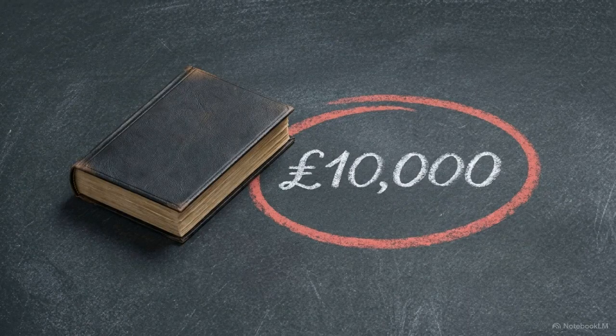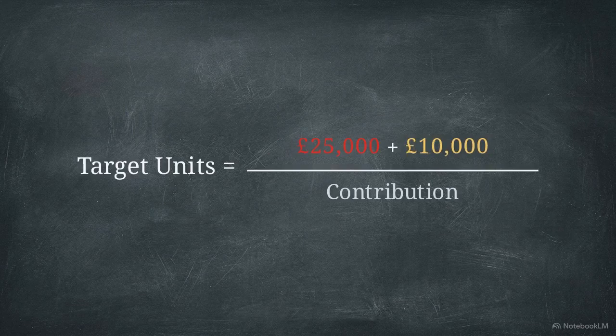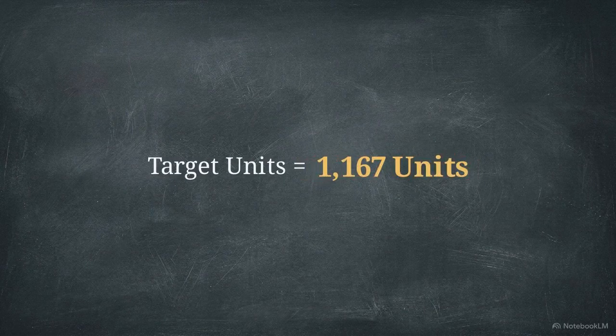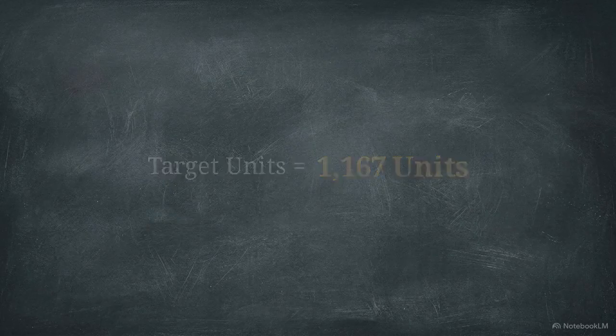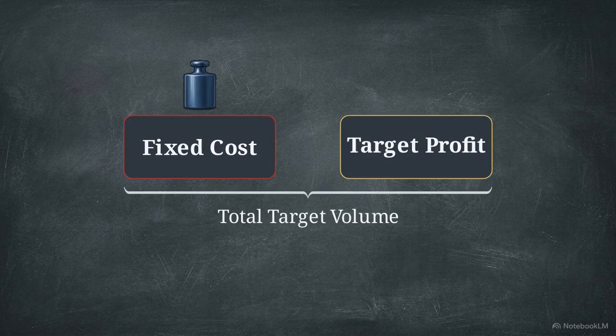We can expand this formula to calculate the volume required to hit a specific £10,000 profit, rather than just reaching the break-even point. The target profit is added to the fixed costs in our formula's numerator. 25,000 plus 10,000 gives a £35,000 numerator. Divided by our £30 contribution, we target 1,167 units. In this calculation, the profit goal is treated as an additional burden that must be cleared by unit contributions, just like a fixed cost.